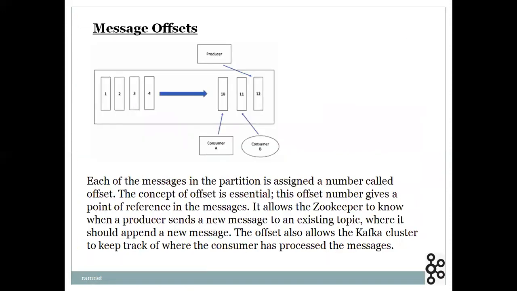Next, message offsets. This is the ID which has been given for the message received. Each of the messages in the partition is assigned a number called an offset. The concept of offset is essential. This offset number gives a point of reference in the messages. It allows the Zookeeper to know, when a producer sends a new message to an existing topic, where the new message should be appended. The offset also allows the Kafka cluster to keep track of where the consumer has processed the messages. These are all the ID numbers which are given for them.